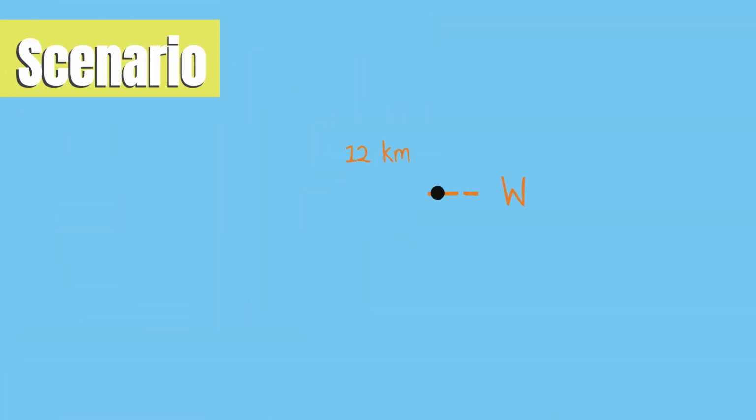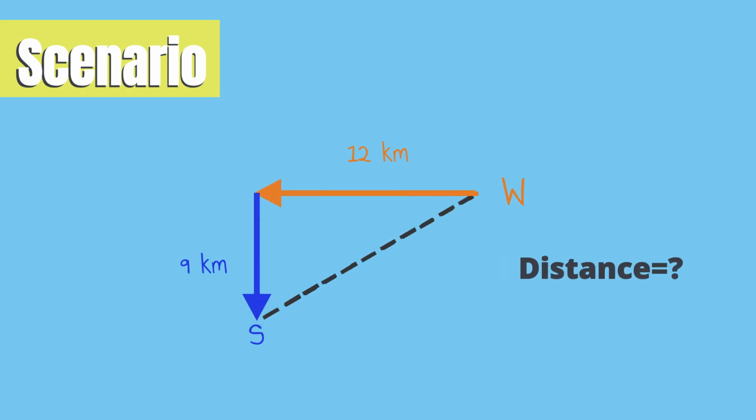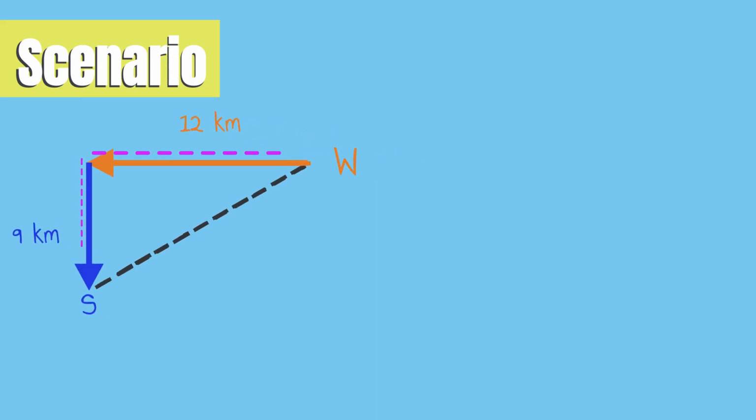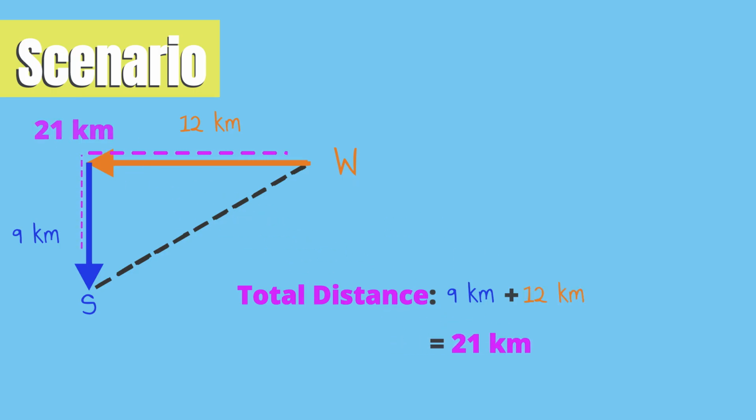Getting rigorous, a real challenge. Scenario: you walk 12 kilometers west, then turn and walk 9 kilometers south. What's your total distance traveled? And what's the magnitude of your displacement? Solution guide. Total distance: 12 kilometers plus 9 kilometers equals 21 kilometers.